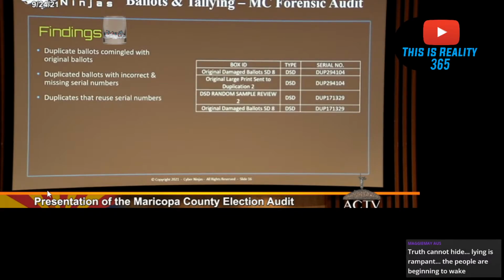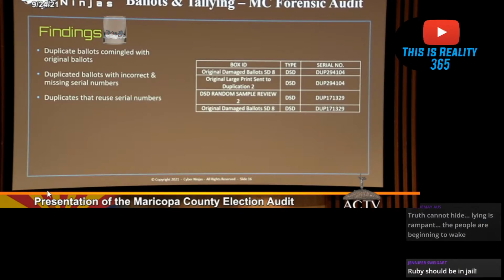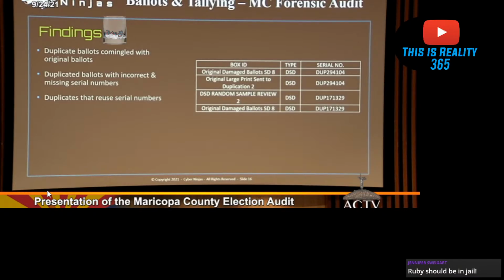Now, we also had duplicate ballots that reuse serial numbers. You would expect that a serial number, in order to match it up, would end up being unique, but you'll notice that there's two examples up here of two different pairs that are not associated with each other, but had the same exact serial number utilized. In this case, I believe we've got a large print and a standard damage ballot. We also have a few others in here. Again, same exact serial number, but these were not the same ballots.